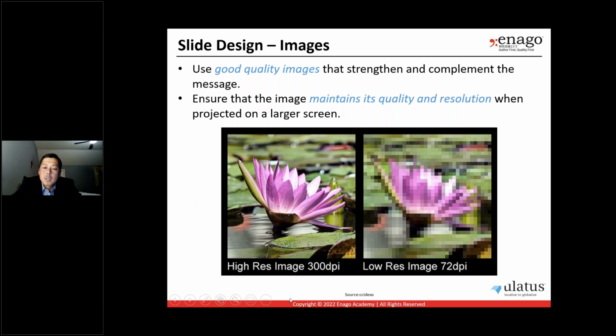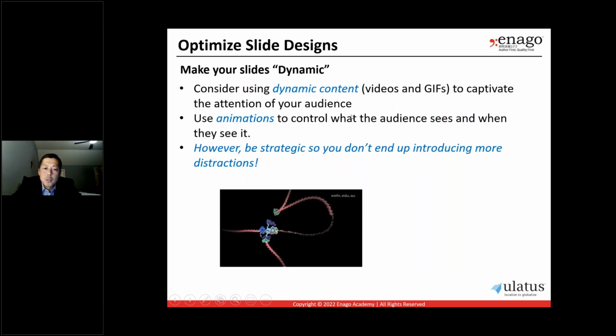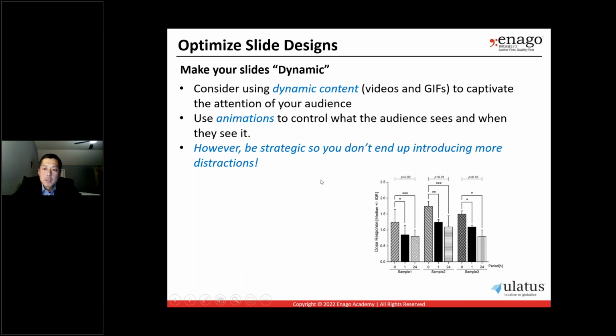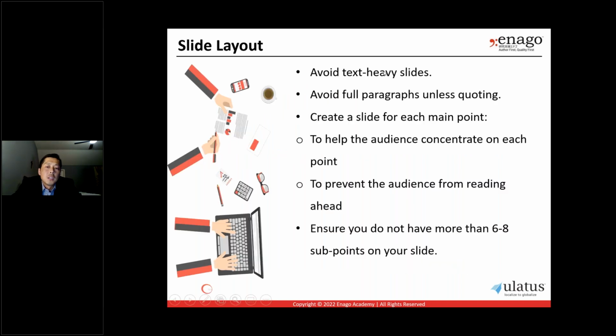Good quality images. Again, a good tip is that you should get high resolution images. Make sure you project on a large screen to make sure the resolution works for you. If you're going to use animations, be cautious. Do not use them too much or make them too distracting, right? You can use them to focus things on your slide. Avoid text-heavy slides. Avoid at all costs, right? Avoid full paragraphs unless quoting, like I said. Some paragraphs, quotes are very important, so you have to put them, but let the audience read. Don't read it. They can read faster than you can say it.